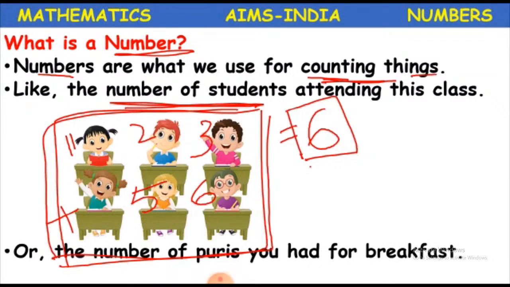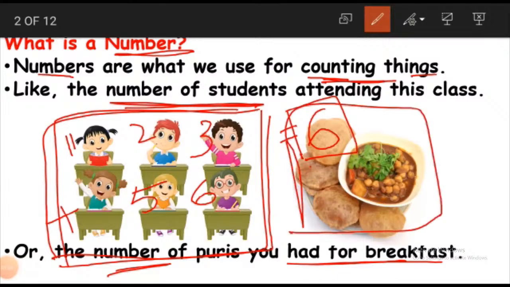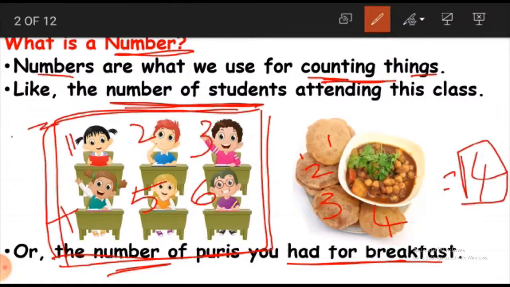Now let us understand the same with another example. The number of puris you had for breakfast. See, look at this plate here. We have some puris, right? Some delicious, tasty puris. Let us count the number of puris in this plate. 1, 2, 3, 4. What is the number here? 4 puris. What was the number here? 6 students. These are numbers. 4 and 6 are numbers which we got by counting the number of things in the images. Understood?